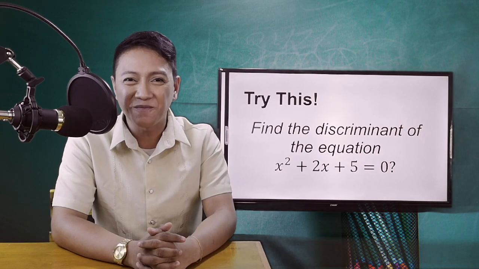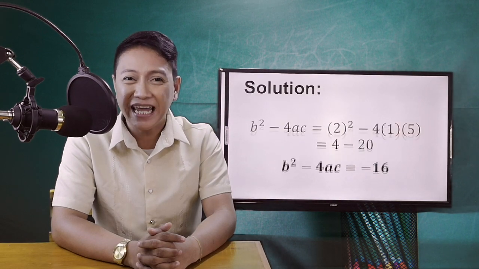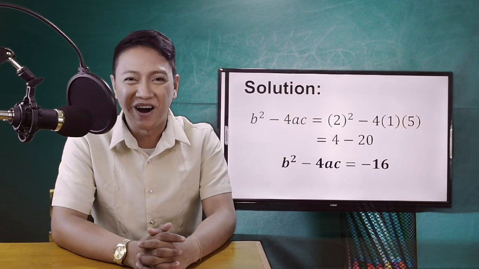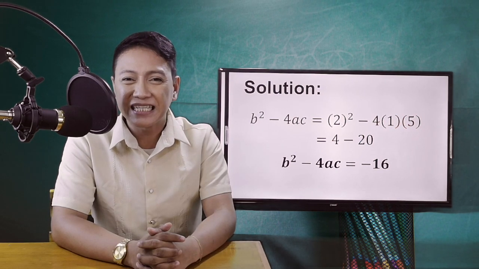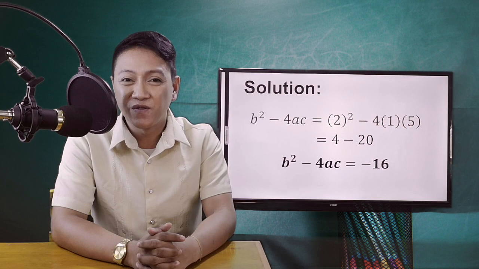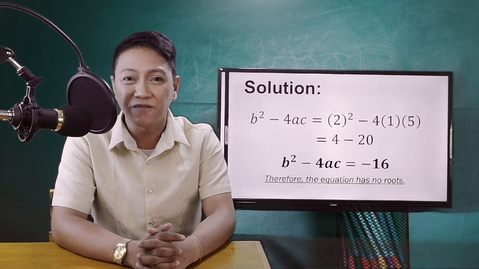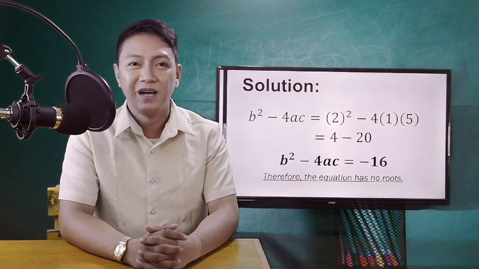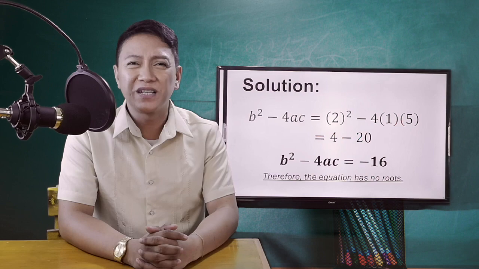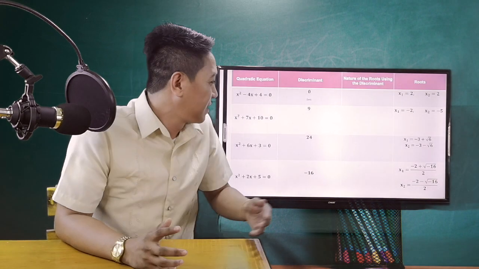Okay, time is up. What's your answer? If you got negative 16, then you are correct. Since the discriminant is negative 16, then the equation x squared plus 2x plus 5 is equal to 0 has no real roots. Okay, let me show you the summary of the answers that we had in our previous examples.